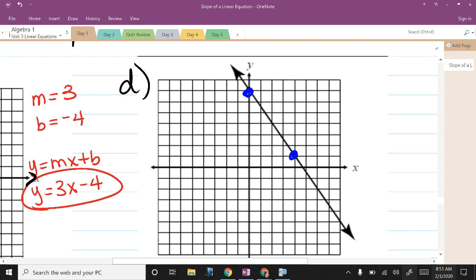Okay. This time I have blue dots already. All right. I need 2 things. What are they? M and B.